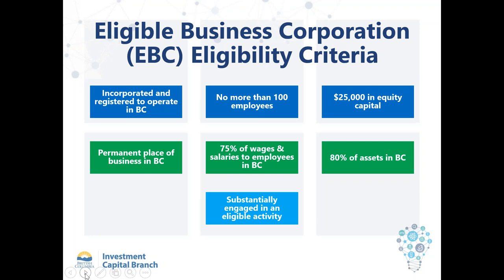And it must have raised already a minimum of $25,000 of equity capital before it comes to the program for registration. And this amount of money is not eligible for the tax credit. So what we want to see is that the owners have invested or found an investor who is invested and made a stake in the business before it comes to the program. And the final criteria is the business must be substantially engaged in one or more of an eligible business activity, which are on the next slide.